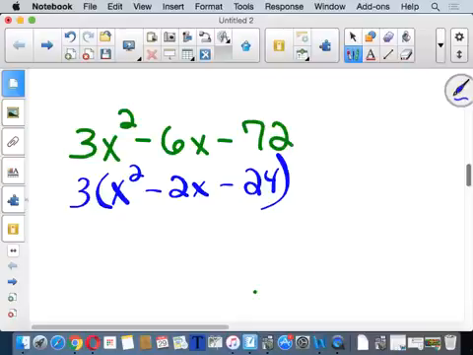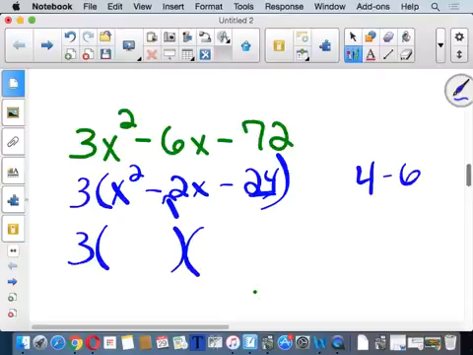On this one, I say to myself, I need 2 factors of 24. That's subtract. How do I know to subtract? Because the 24 is negative. 2 factors of 24 to subtract, that equal negative 2. Well, right off the top of my head, I know it's 4 minus 6. So this inside here will factor very easily.